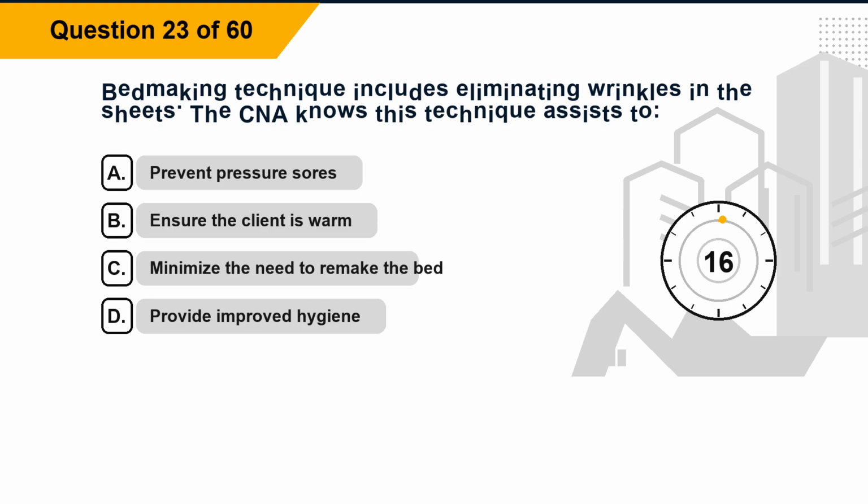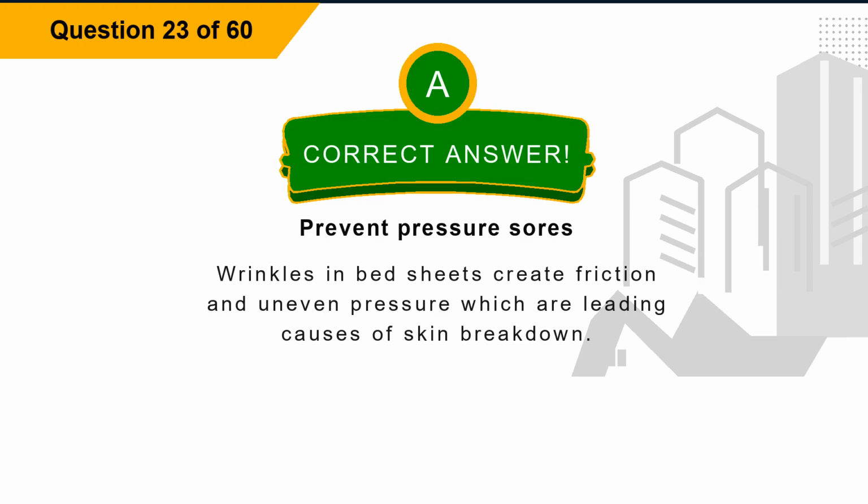Question 23. Bed making technique includes eliminating wrinkles in the sheets. The CNA knows this technique assists to: Option A. Prevent pressure sores. Option B. Ensure the client is warm. Option C. Minimize the need to remake the bed. Option D. Provide improved hygiene. The correct answer is option A. Prevent pressure sores. Explanation: wrinkles in bed sheets create friction and uneven pressure, which are leading causes of skin breakdown.